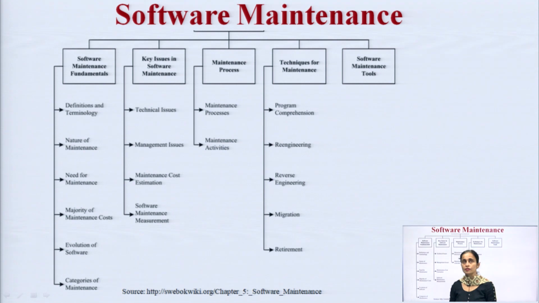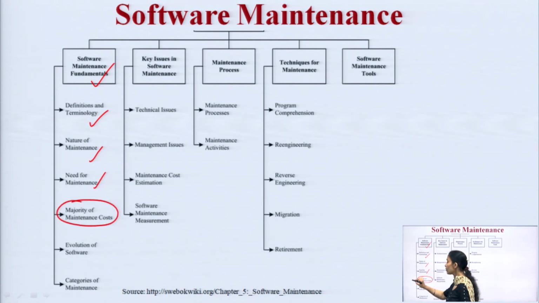So, let us discuss how we are going to schedule the different activities of software maintenance. Firstly, we will be discussing the software maintenance fundamentals that we have already discussed in the previous lecture. That is the definitions, the nature of maintenance, the need of maintenance and the majority of maintenance cost. Why the maintenance cost is too high, that is being discussed. Then software as an evolutionary entity is also being discussed. Then next is the category of maintenance.